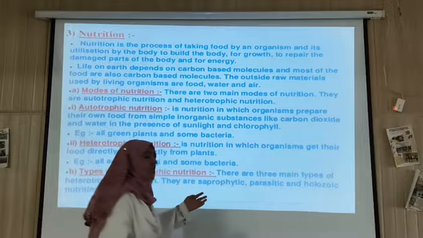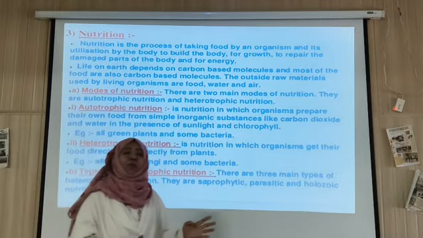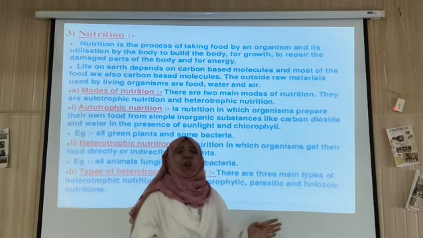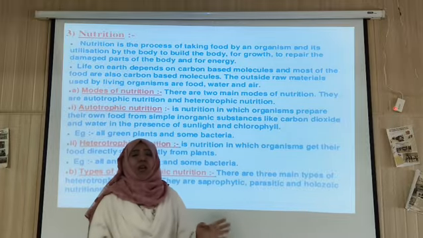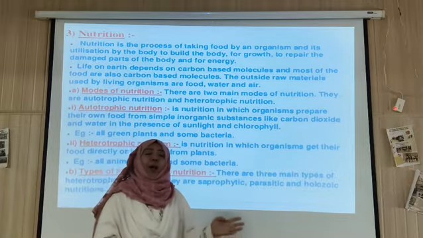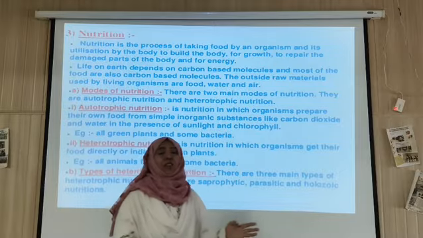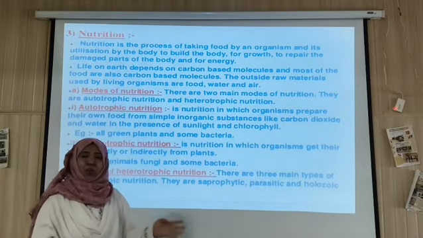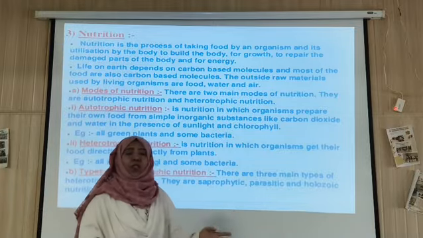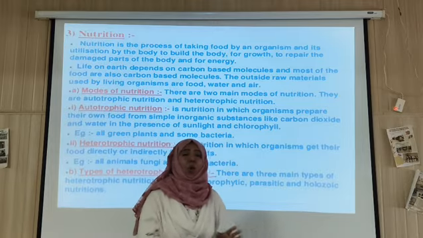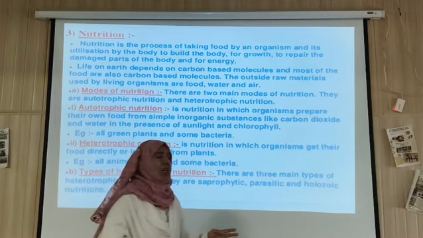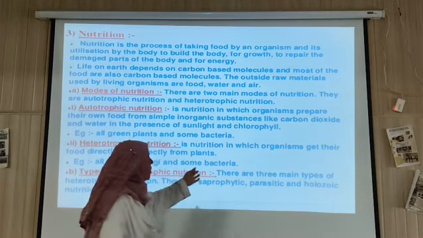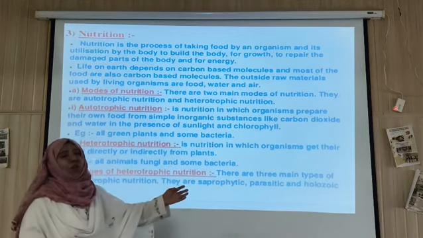Nutrition is one of the most important life processes, essential for all life processes because it provides energy. It is essential for respiration, digestion, excretion, transportation. All these life processes are essential, and they could not take place without nutrition.